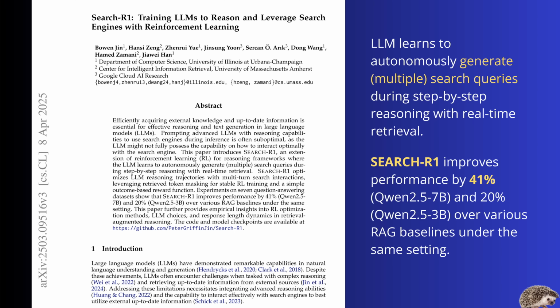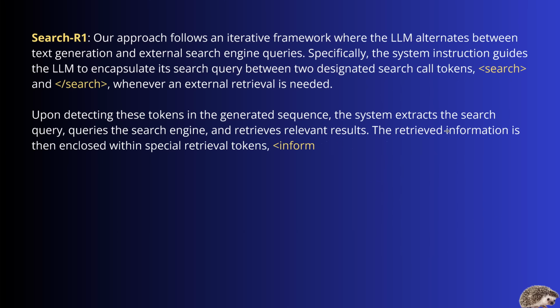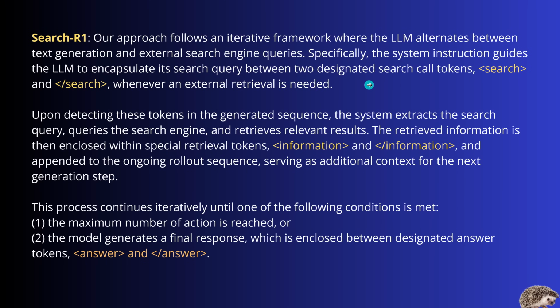Benchmark: Search R1 improved the performance by 41% if you go with a Qwen 2.5 7 billion trainable parameter model, and at least 20% if you go with a 3B, over the RAG baseline under the same settings. So real impressive performance gains here. So great. Yeah, if you want to read this in more detail, I have given you the text.